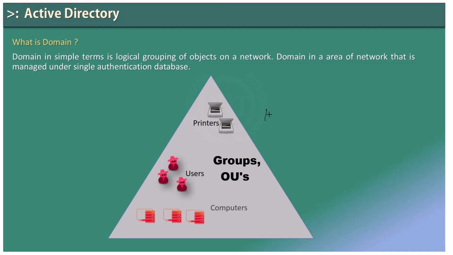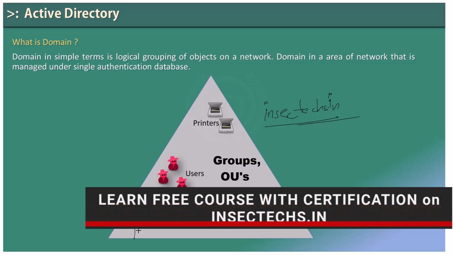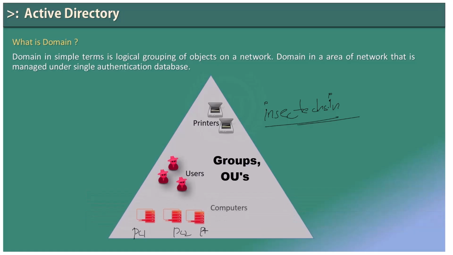Say, for example, INSECTECHS.in is the domain name, pardon my handwriting. Then all the PCs, for example PC1, PC2, PC3, all these computers share the same namespace. Like this would be pc1.insectechs.in, and this would be pc2.insectechs.in, and so on. So all computers in a domain share a common namespace.